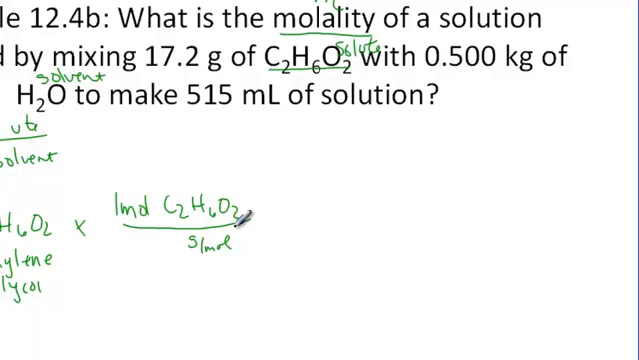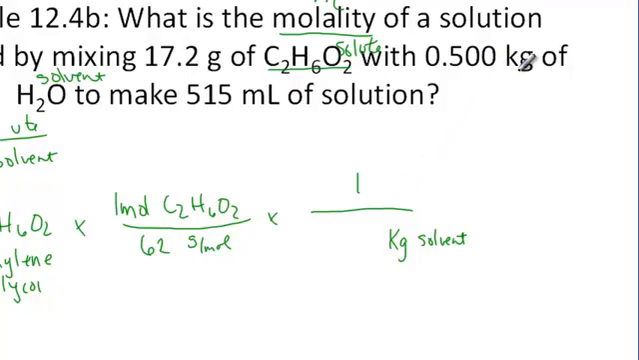12 times 2 for the carbon, 6 more on the hydrogen, 16 times 2 for the oxygen. I get a formula weight of 62. Alrighty, 62 grams per mole, the molar mass. When I cancel out, we've converted our grams to moles, and we have a next step where we need the kilogram of solvent, and I'll just set it under a 1.